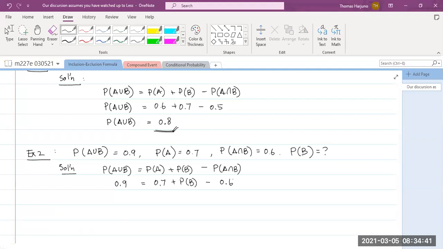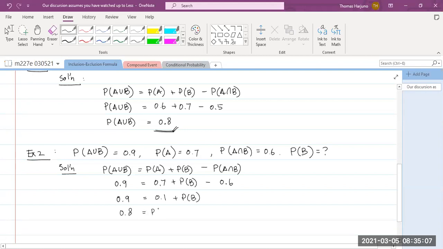Is it okay? You usually see this question as the last question in my test 1, usually in my recent test 1. So you see that I'm really nice. I even keep the structure. I just change the numbers, right? Okay, let me compute that. 0.9 equals 0.1 plus probability of B. So the probability of B is 0.8 again. That's a coincidence though. Okay, that's for example 2.